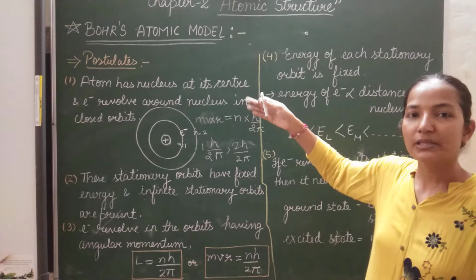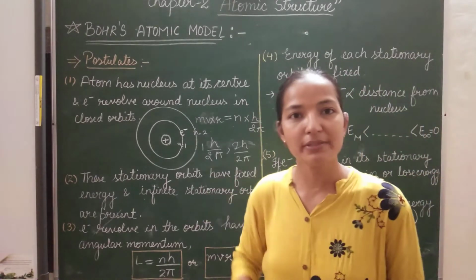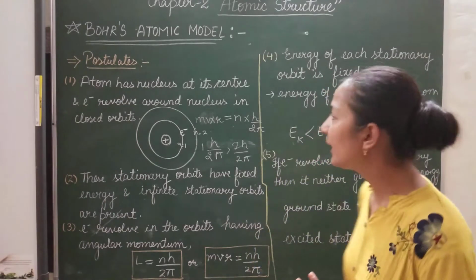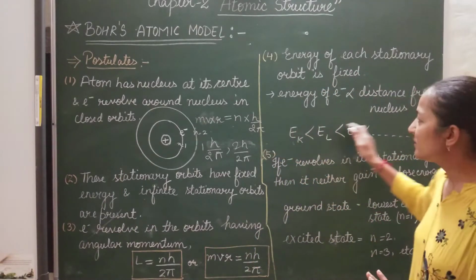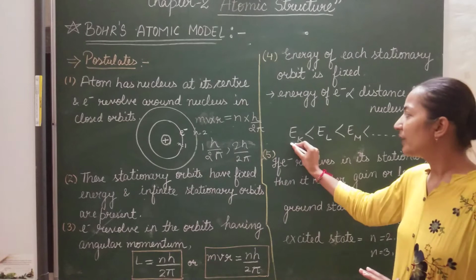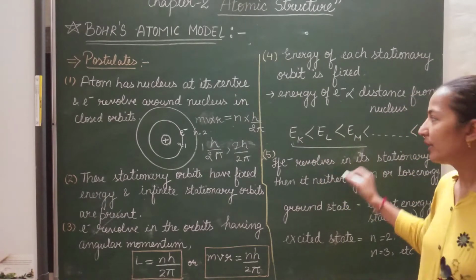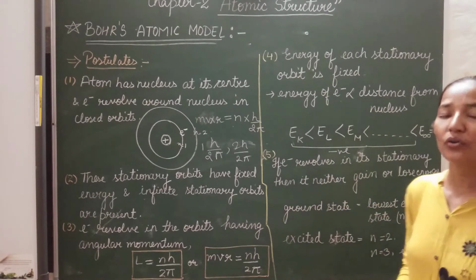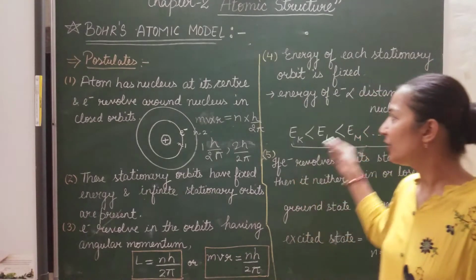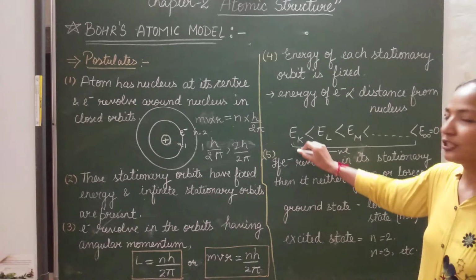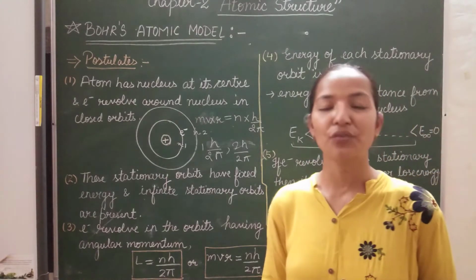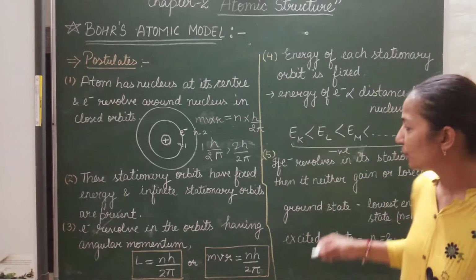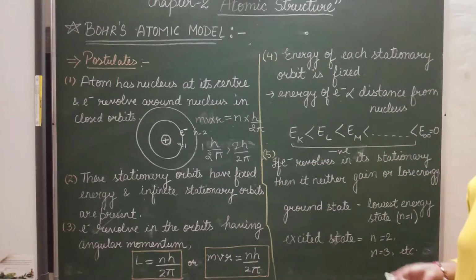Why will the energy be zero? The energy of an electron will only be zero when it becomes free from the atom. So this is the order of energy. He told that the energy of an electron in these shells is negative, meaning a lesser amount of energy is there, but it is continuously increasing. Like in the K shell, it is minus 13.6 electron volt for the hydrogen atom.